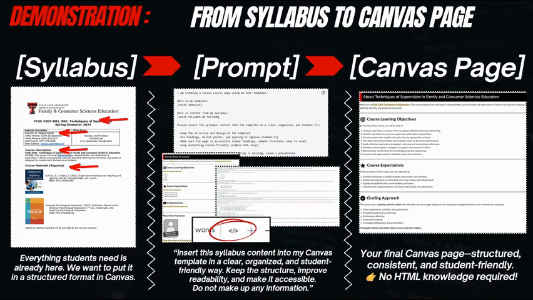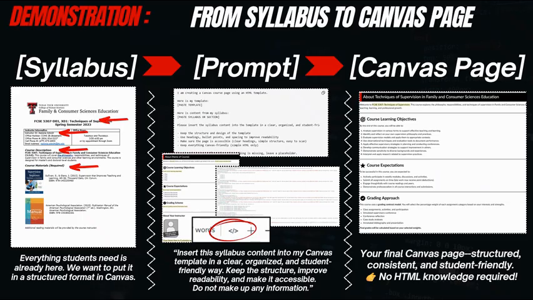So here's kind of what we're going to do today. You'll see that we're starting with a basic syllabus. It has a lot of the information that we're going to need to build our Canvas template. So I'm going to take what I already have, which is my syllabus. We're going to use a template that's been provided for us by Texas Tech in Canvas. And you can see that template in the middle. And we're going to ask ChatGPT to turn it into a structured page.